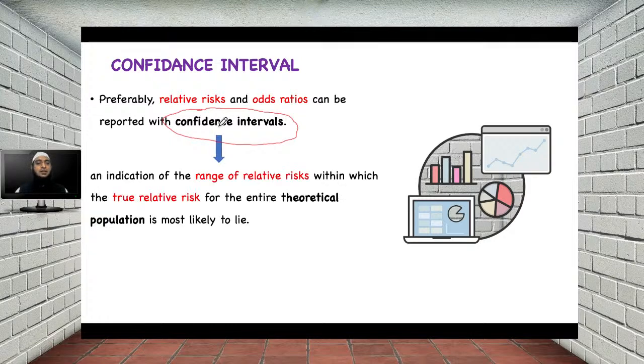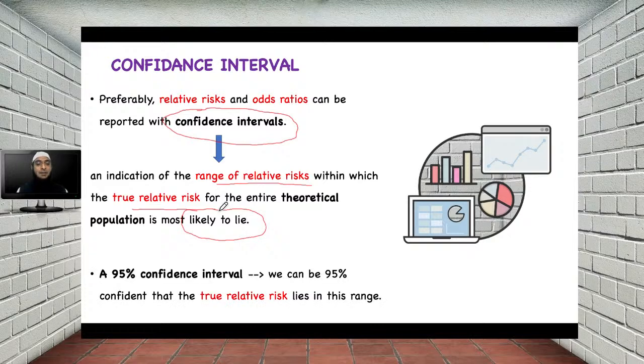Now what is a confidence interval? It is an indication of the range of relative risk within which the true relative risk for the entire theoretical population is most likely to lie. Now what do you mean by true risk? The true risk is the real relative risk, right? So now you are confident that whatever relative risk is there, it is the true relative risk. Depending upon the statistic you have applied, you will get a value, either 90%, 95% or 100%.